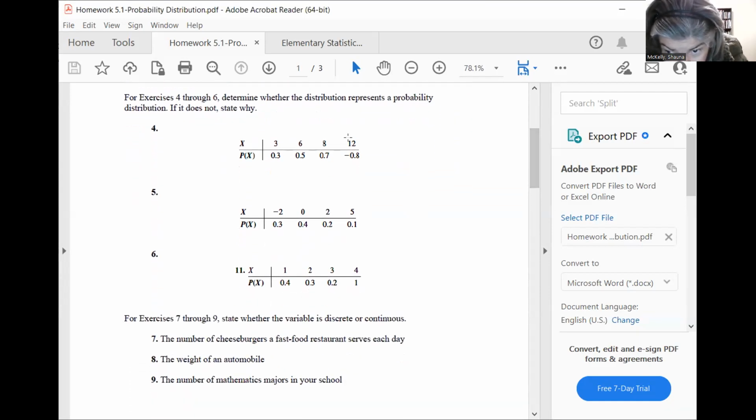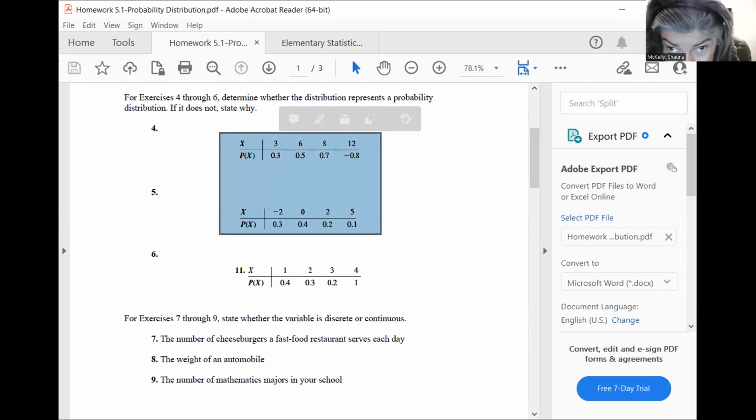Discerning whether the distribution represents a probability distribution or not. So remember, our probability distributions have to have values that are between 0 and 1, and they have to add up to 1. The probabilities have to add up to 1. Let's take a look at this exercise 4 here. I'm going to share the screen.